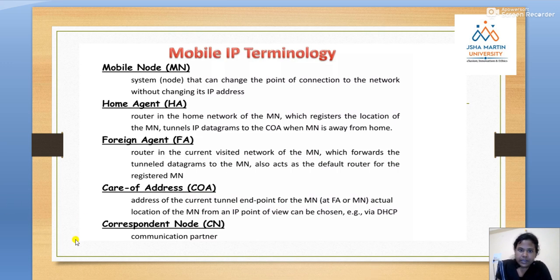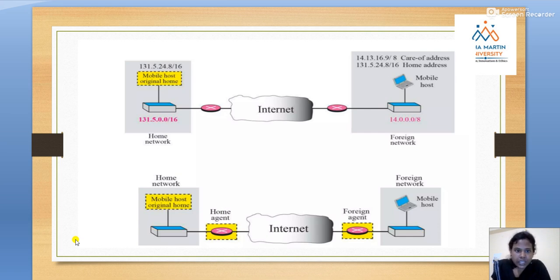Okay, so let's see this diagram, it will be easy for all of you, and you can easily understand the basic concept here. The home network here, and it is now the foreign network. Originally the device is here in the home network, but when the mobile node is shifted to another network, that network is known as the foreign network. You can clearly see the IP address of this mobile node. The IP address is here 131.5.24.8, and here also you can see the IP address will not be changed, that is the main concept of mobile IP. But with the help of the care-of address we can send the data from the home network to the foreign network, and only the foreign agent holds the care-of address, COA.